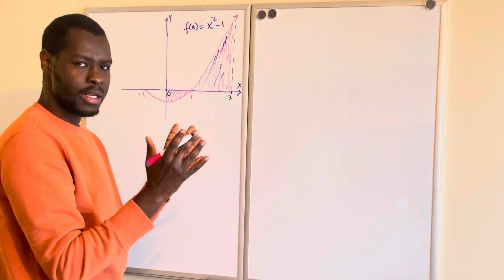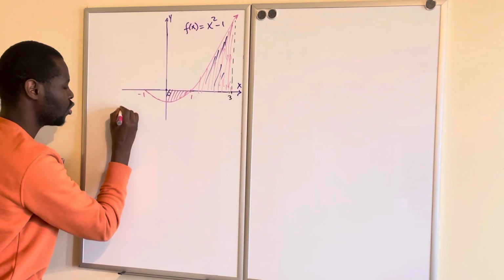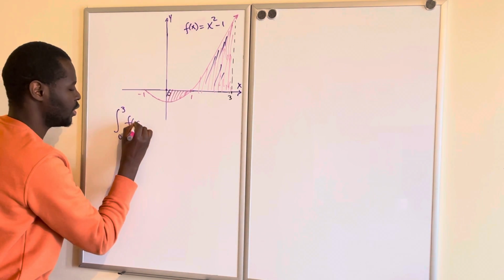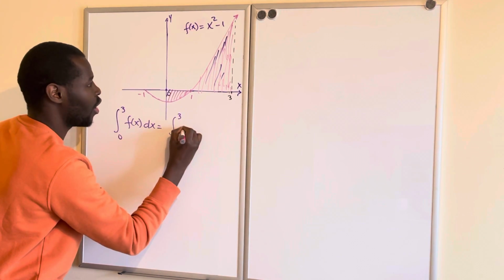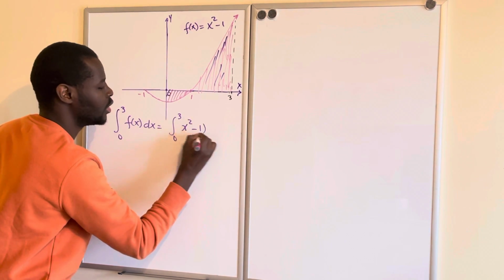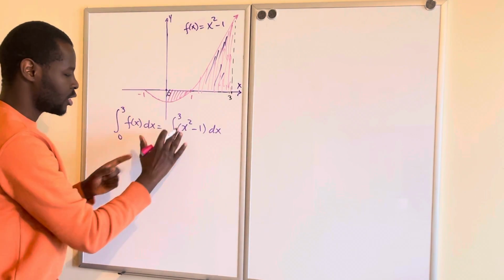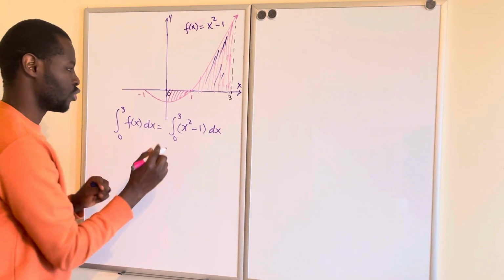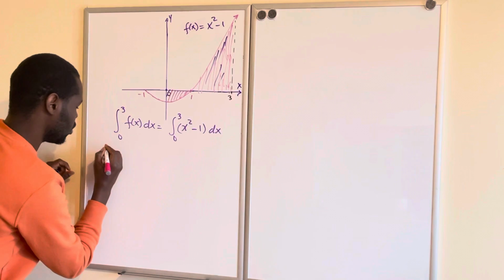Basically, what we want is the integral from 0 to 3 of f of x dx. In other words, the integral from 0 to 3 of x squared minus 1 dx. But like I just mentioned, we can split this integral into two intervals. We can go from 0 to 1, then 1 to 3. So let's go ahead and do that.